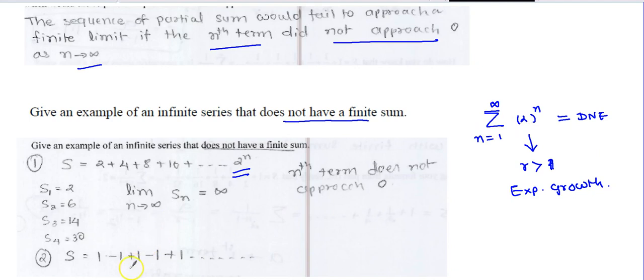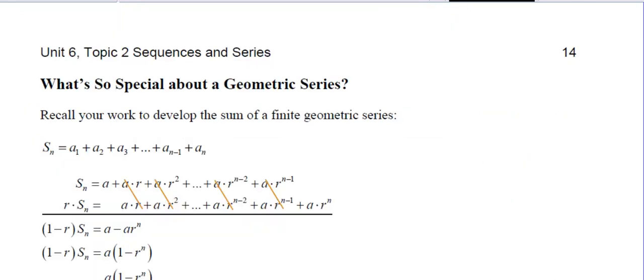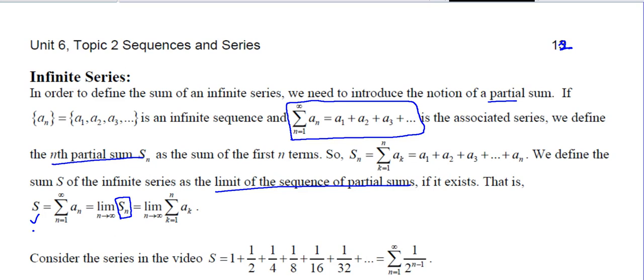Another example is here, r is 1, an infinite geometric series. The sum does not exist because it fluctuates between two values. So when does the sum exist? Let's take a look at the next page, which is your page number 13.